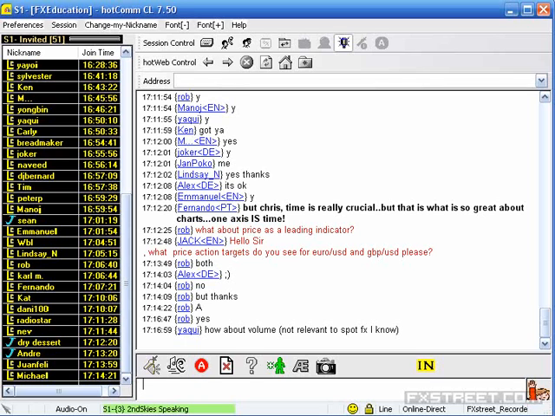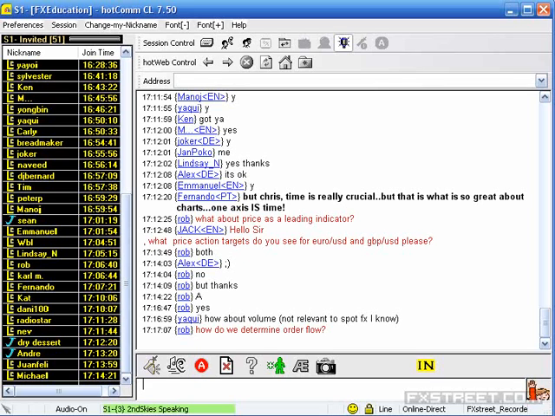Now, Yaki has a quick question. How about volume not relevant to spot effects? If it's not relevant to spot effects, why are you asking? Because you want to know about other markets? Sure. Volume really is a product of order flow. And because it's a product of order flow, then it is absolutely useful.